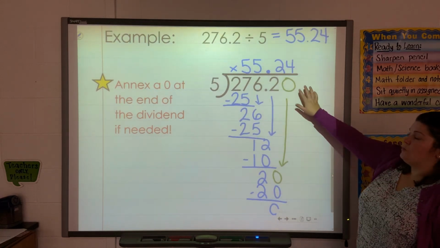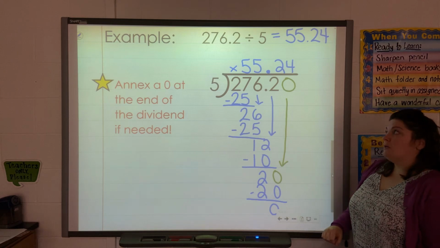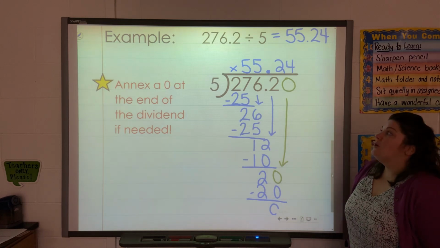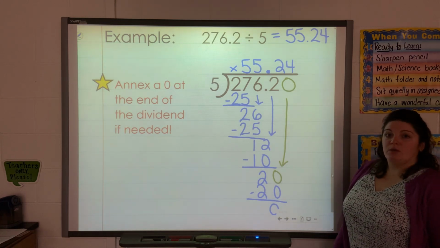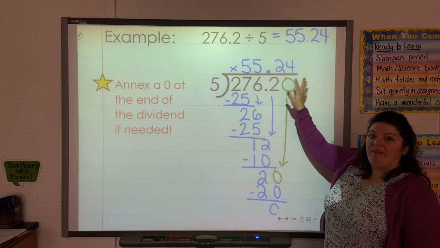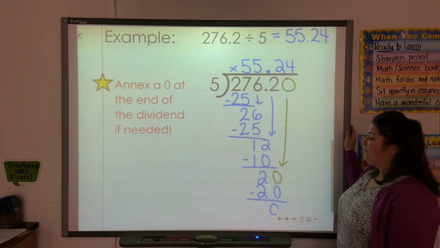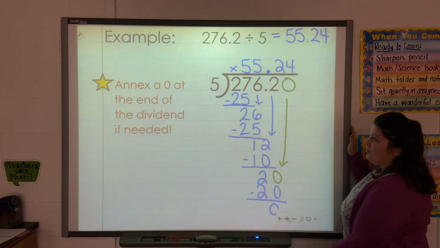Sometimes you'll need to annex multiple zeros to get to nothing left over. Sometimes it'll take a really long time. So always read the directions because often you'll be told to round to the nearest tenth or the nearest hundredth. That way you don't have to keep going on and on and on, although I think it's really fun to do that. All right, let's head into our My Math books.